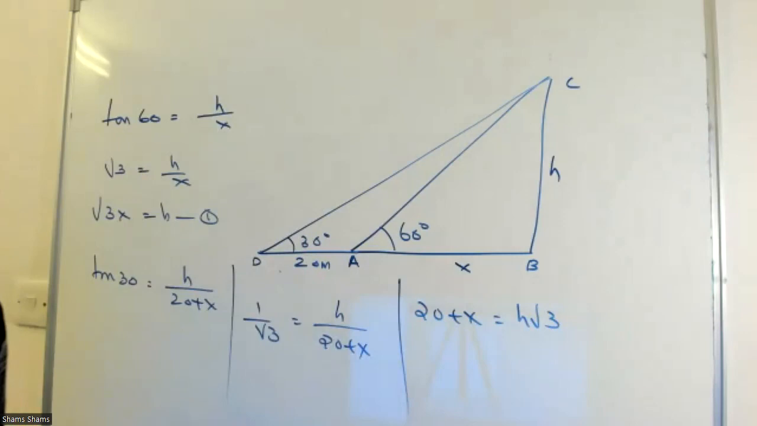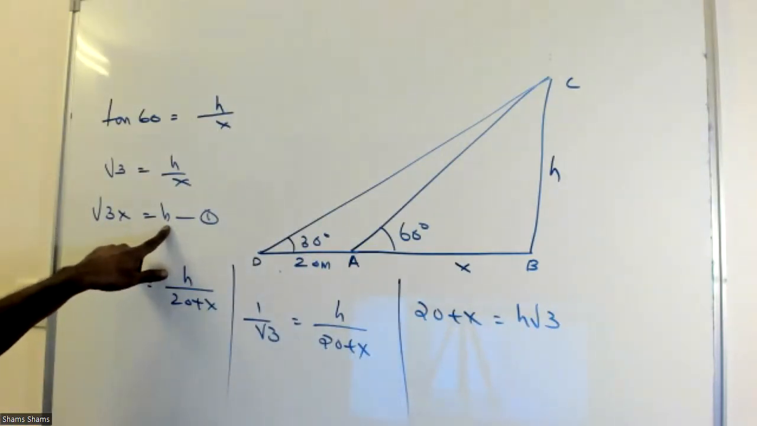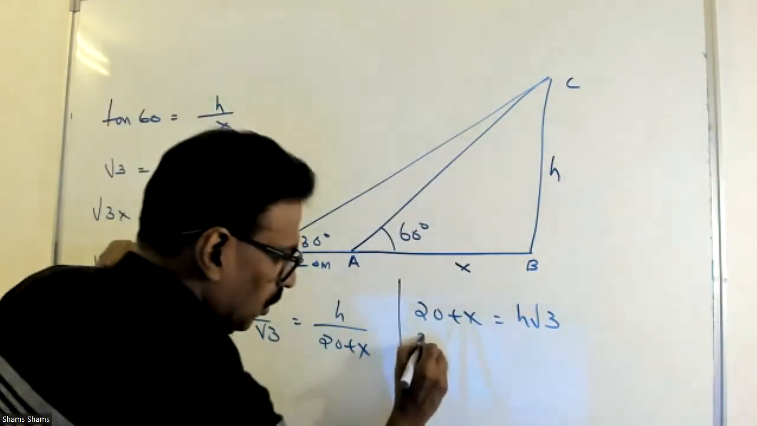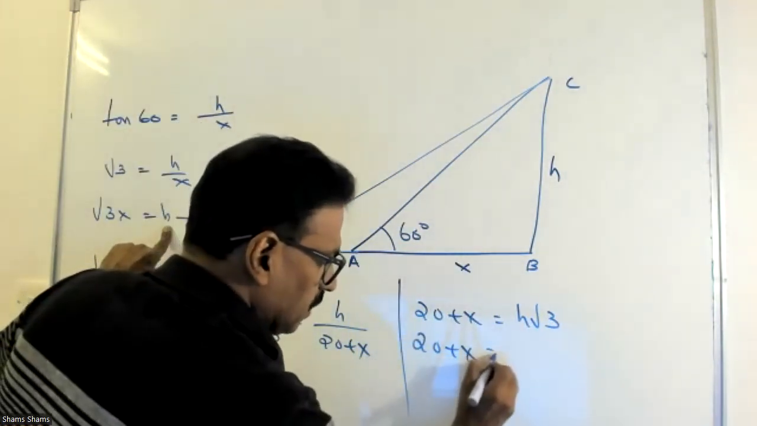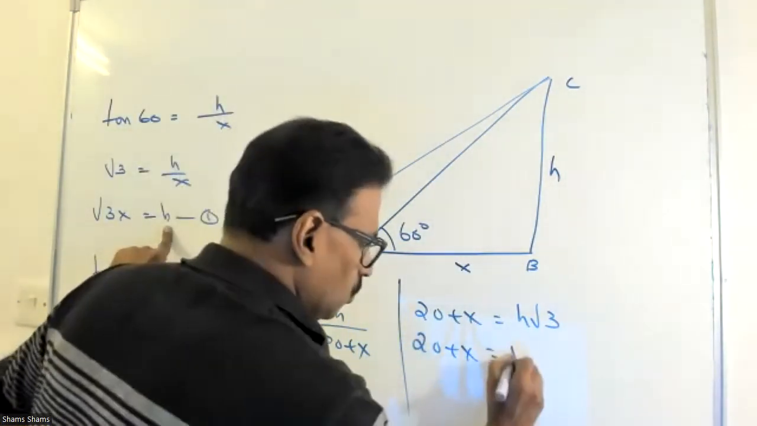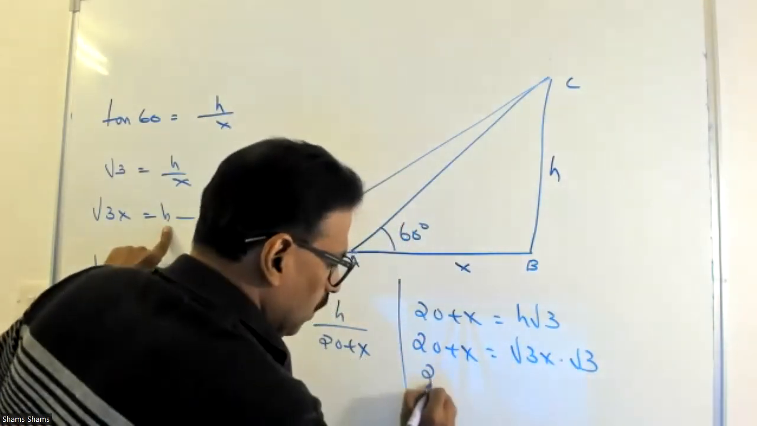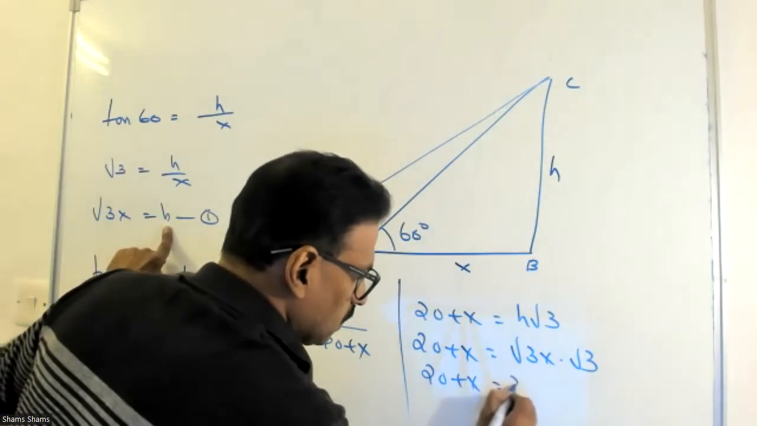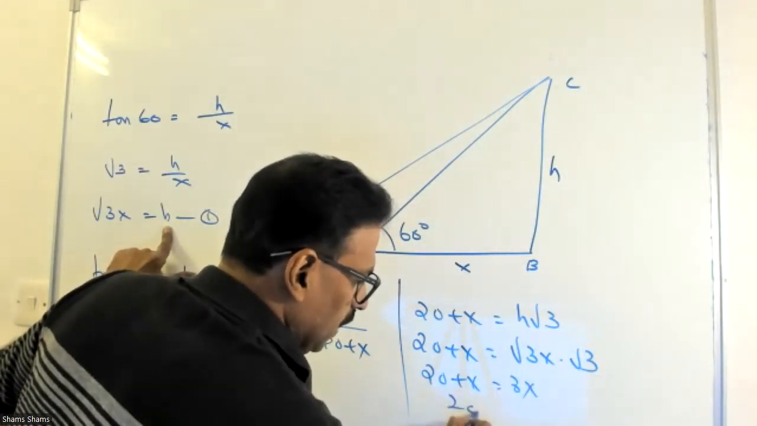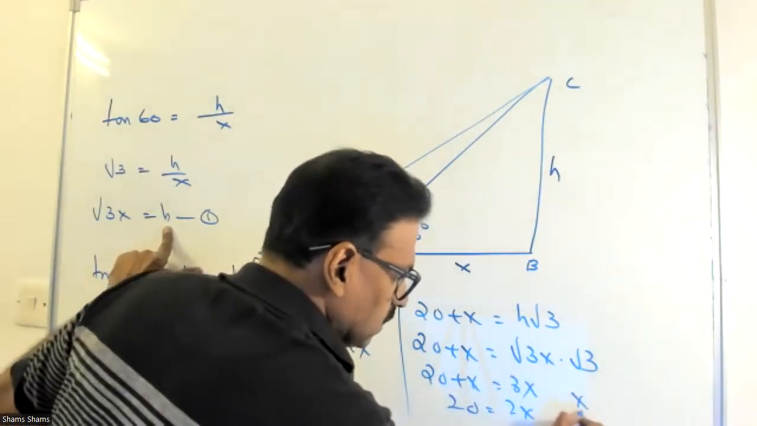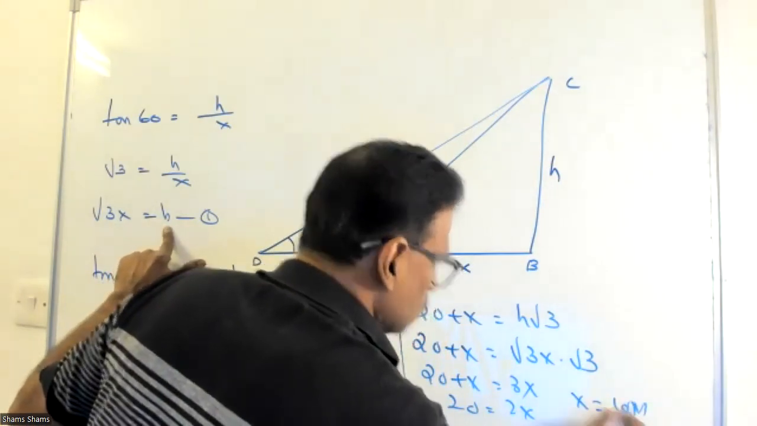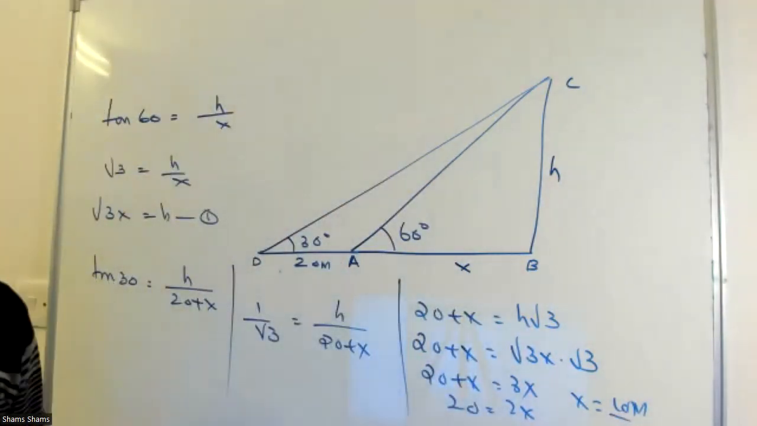Now this is just like linear equations in two variables. H equals root 3 X. 20 plus X equals H root 3, which is root 3 X into root 3. So 20 plus X equals 3X, 20 equals 2X, X equals 10 meters. So the width of the river is 10 meters.